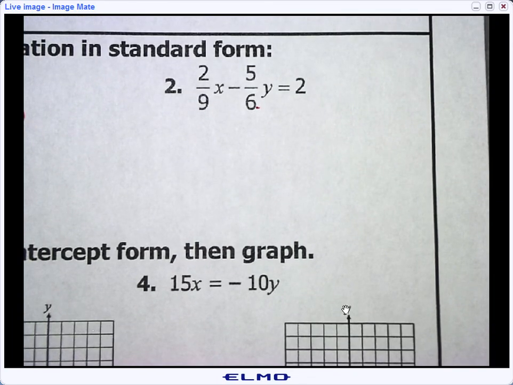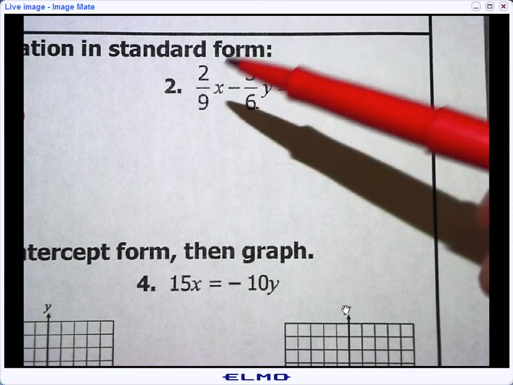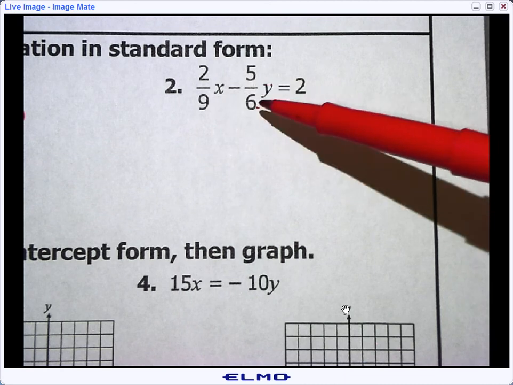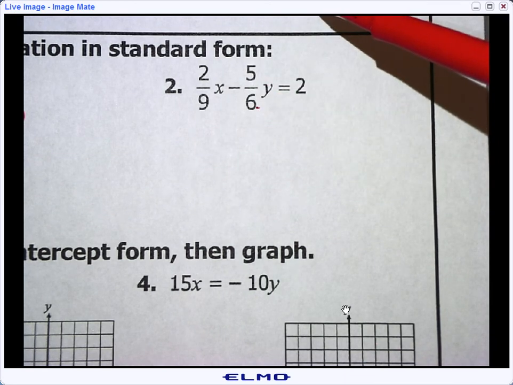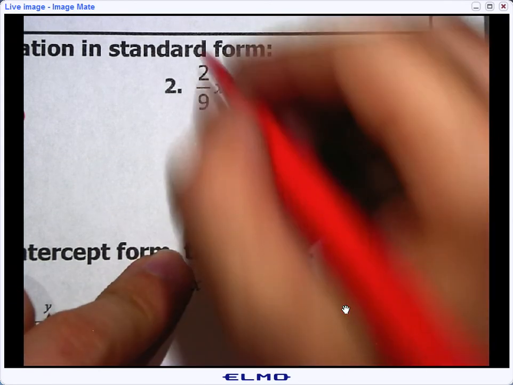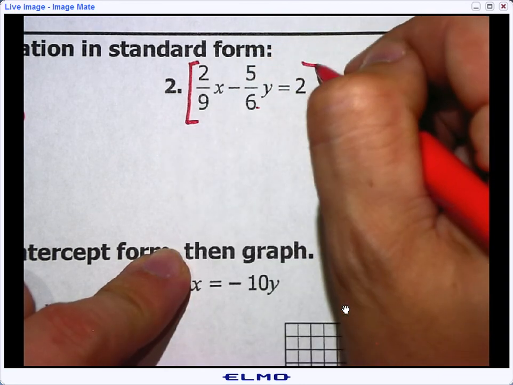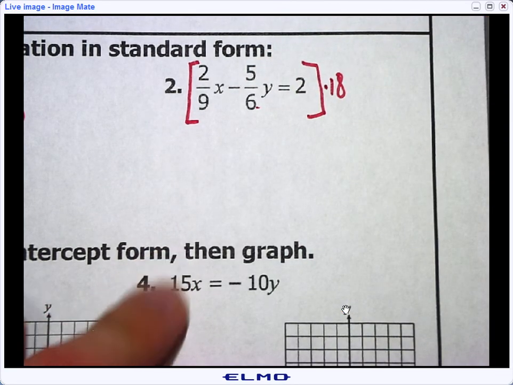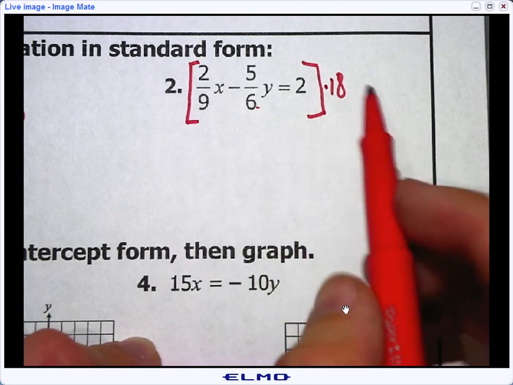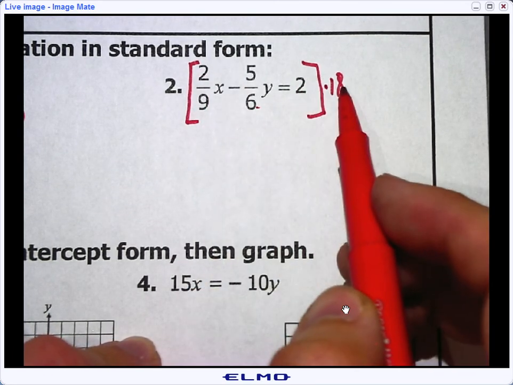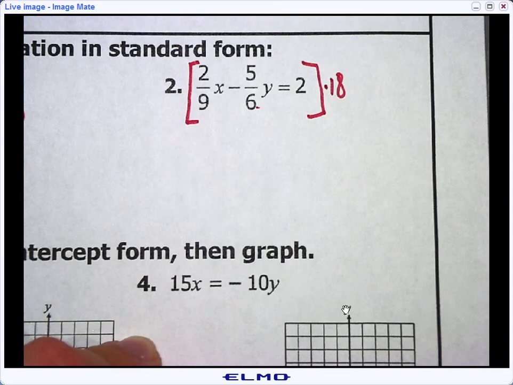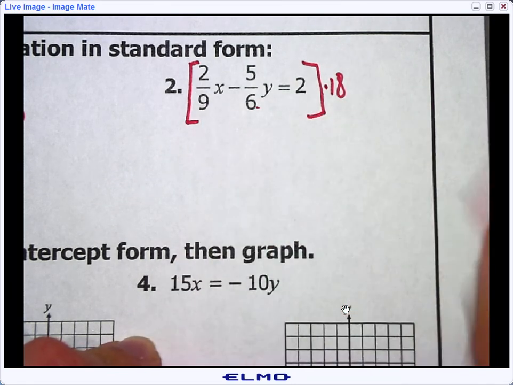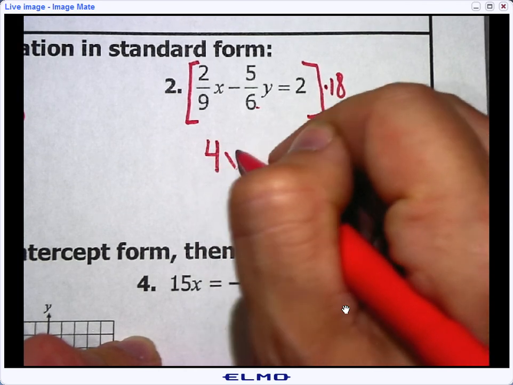So we are going to look at the denominators, 9 and 6. So I need a number that both 9 and 6 will divide into. That number is 18. So I'm going to multiply everything by 18. When we do that, basically you think of it as 2 times 18, which is 36, but then that has to be divided by 9. 36 divided by 9 gives me 4x.